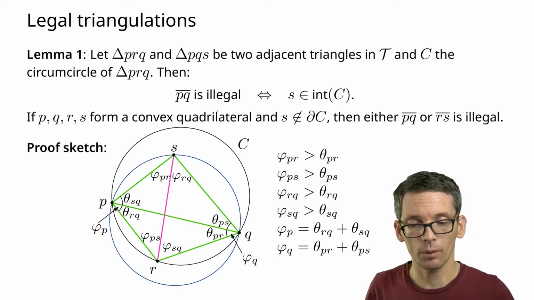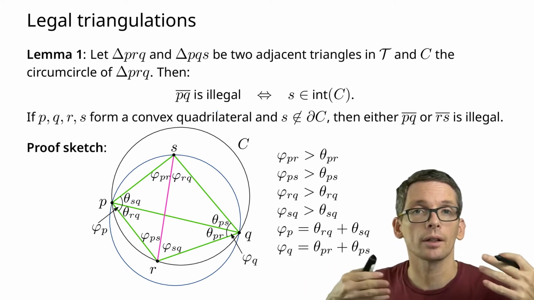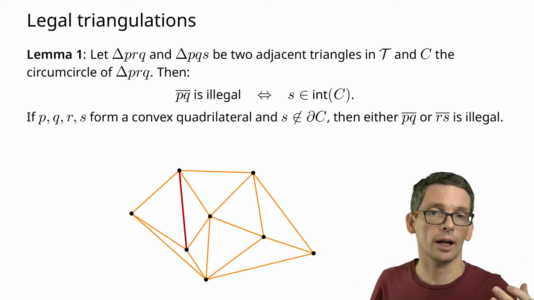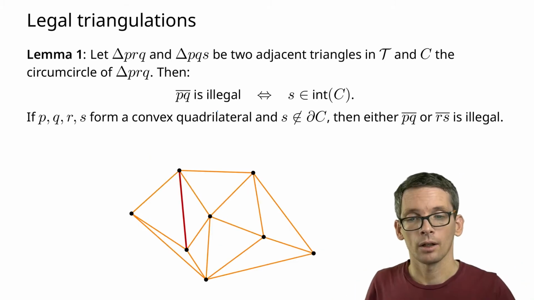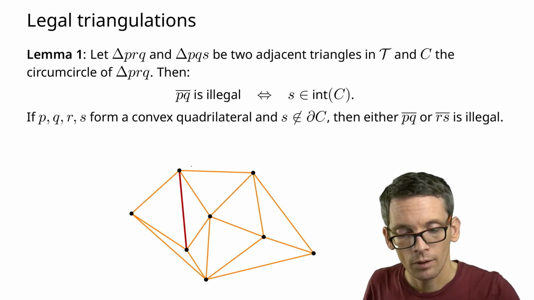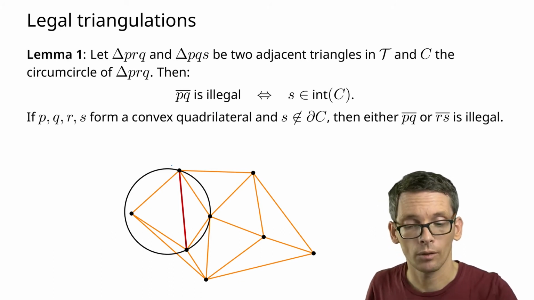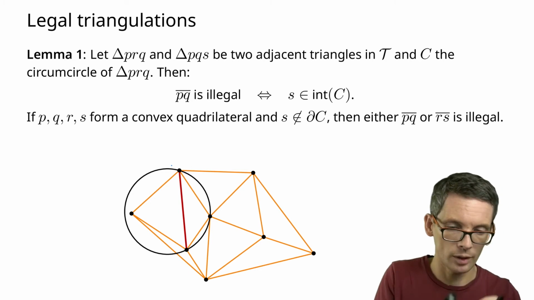And this gives me a way to see whether an edge is illegal without measuring angles. So for instance, this edge here, I can ask, is it illegal? For that, I draw the circumcircle through 3 of the vertices of an incident triangle.